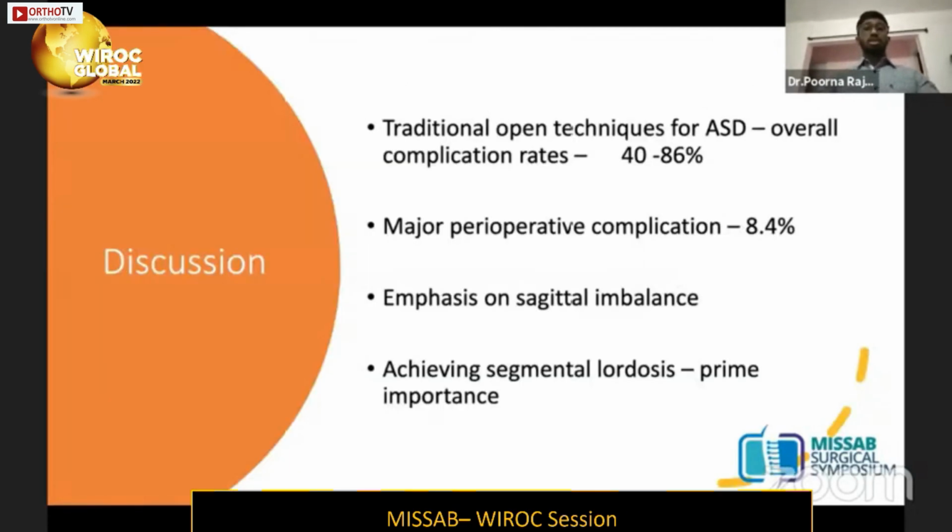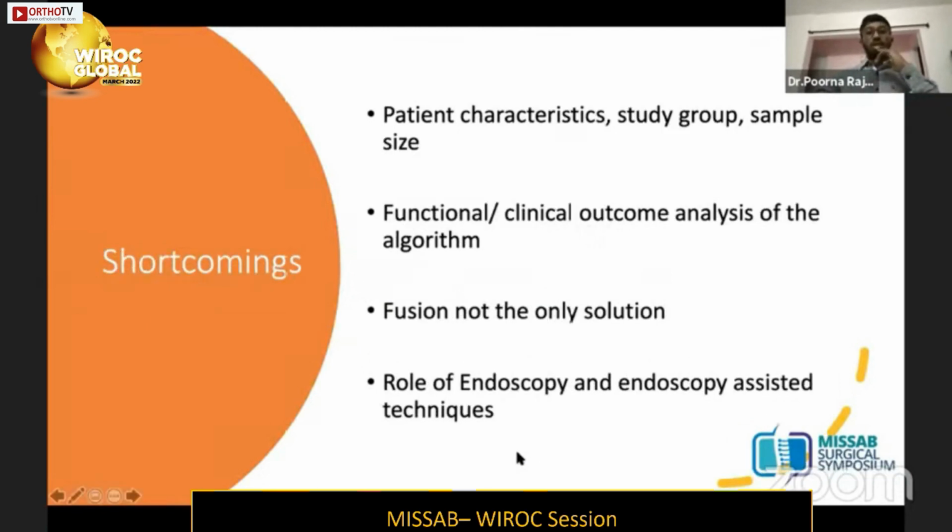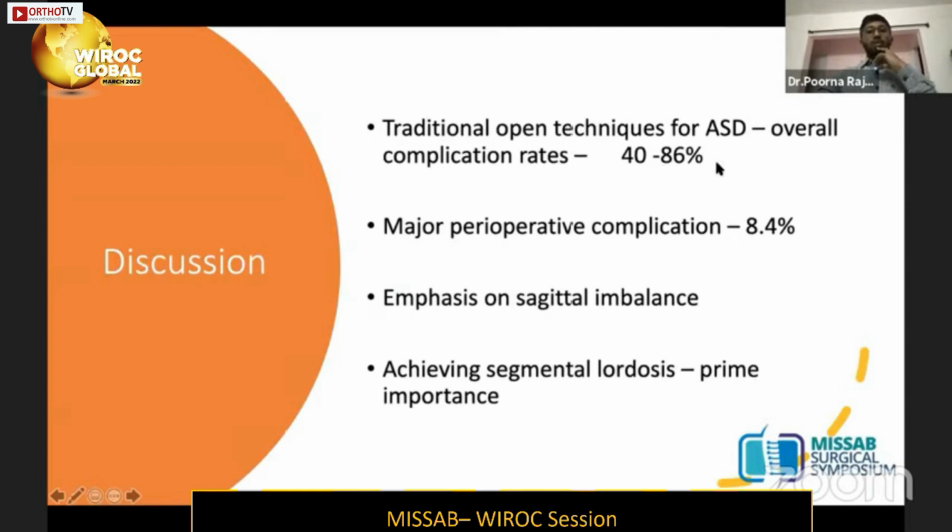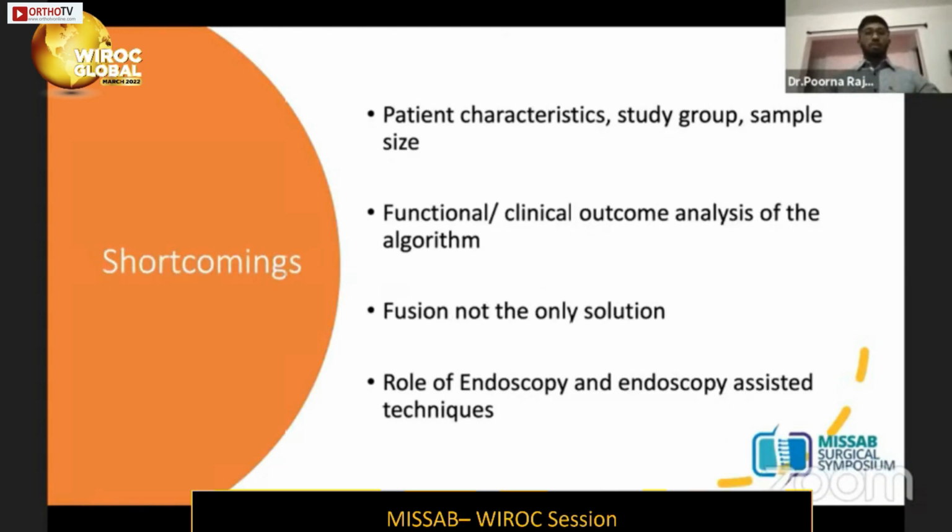Again, coming to the discussion of the paper. For traditional open techniques for adjacent segment degeneration, overall complication rates range from 40 to 86%, and they tend to have major perioperative complications in 8% of cases. So this paper mainly emphasizes that sagittal imbalance should be corrected, and achieving a segmental lordosis is of prime importance when you are doing a short segment fusion.